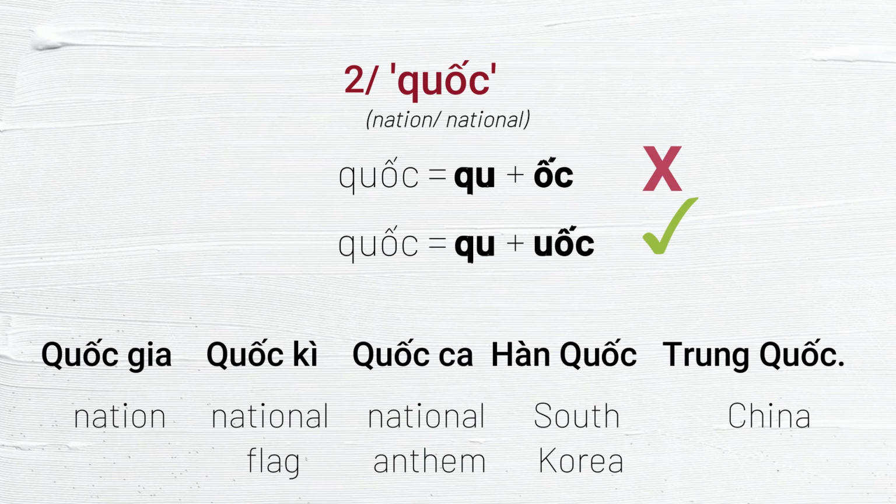Here are some words that have the word quốc in it that you might encounter. Quốc gia, quốc kỳ, quốc ca, Hàn Quốc, Trung Quốc.